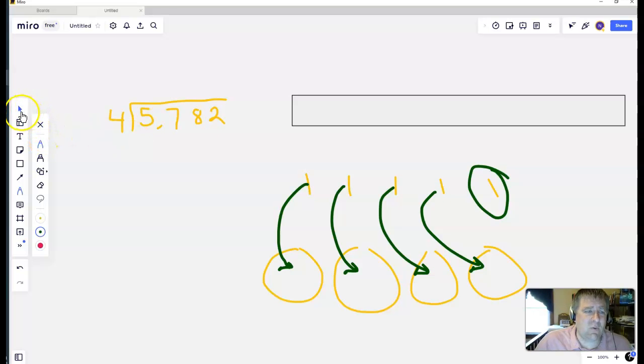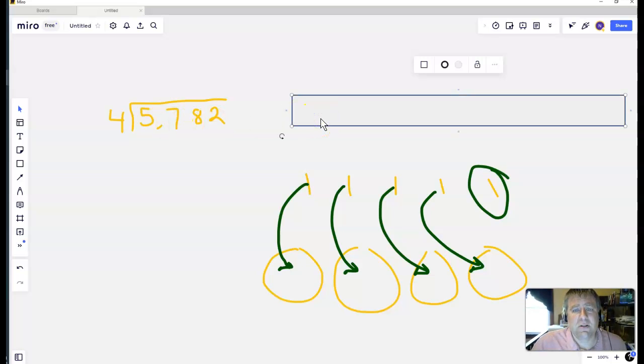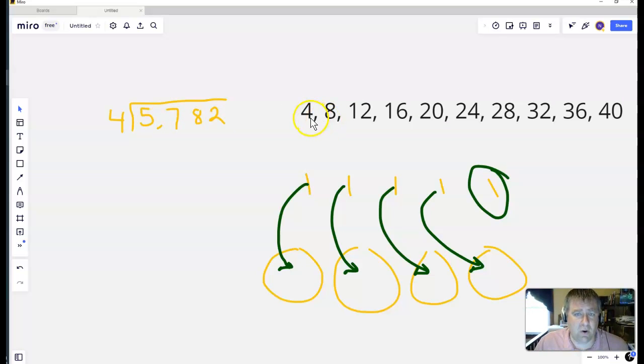A slightly different angle is to simply say, how many times will 4 fit into 5? To think about it that way, you might find it useful to think about the multiples of 4. 1 4 is just 4, 2 4s is 8, 3 4s is 12, and so on. The reason this might be helpful is that when you see you're dividing by 4, you might right away think about the multiples of 4.